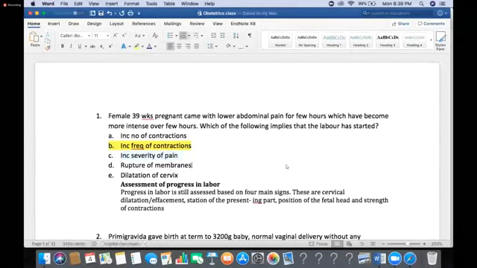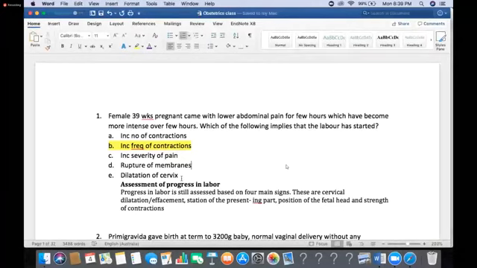And next, the rupture of membranes. Rupture of membranes can happen in many conditions, like premature rupture of membranes. If premature rupture of membranes happens, it doesn't indicate that the labor is progressing. Even if the rupture of membranes has happened, we may actually need to do cervical dilatation by giving oxytocin. So rupture of membranes does not imply that the labor is progressing.